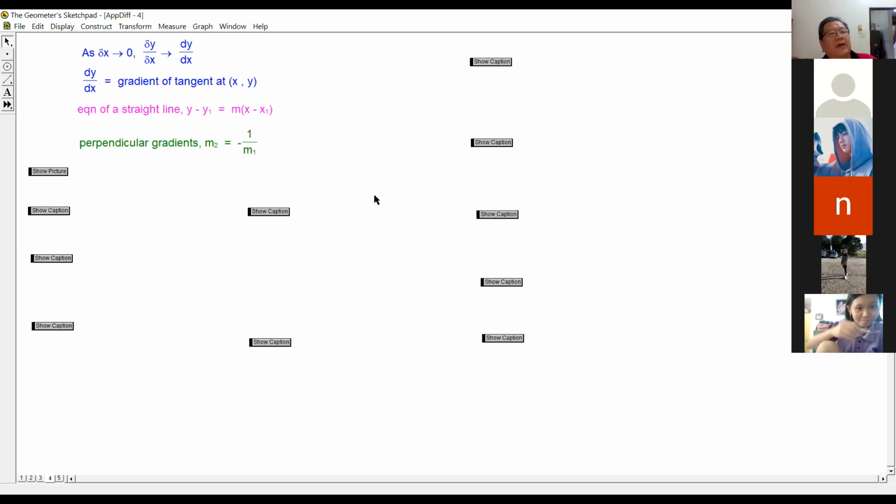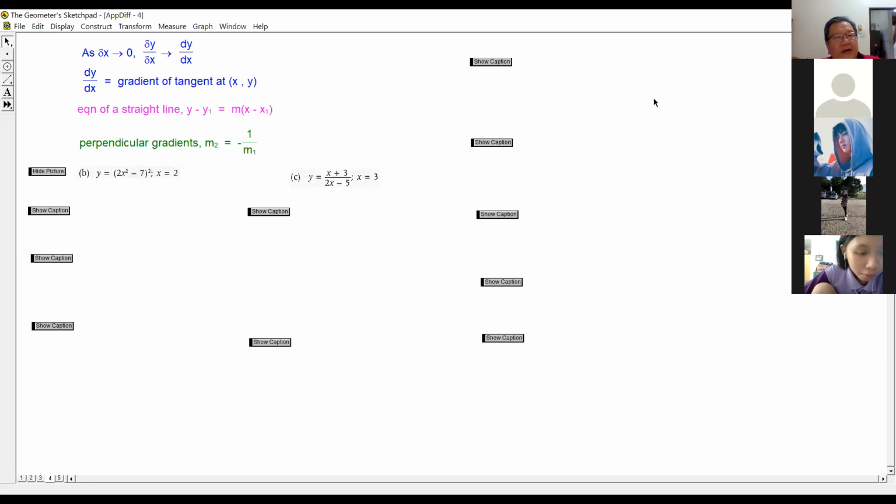Okay, next one. Again, I summarize what you need to know on the top left-hand corner. So these are the three things that you need to know. Question. You are given the equation of the curve, and the point. Now, please take note that you are only given the x coordinate. You are not given the y coordinate.